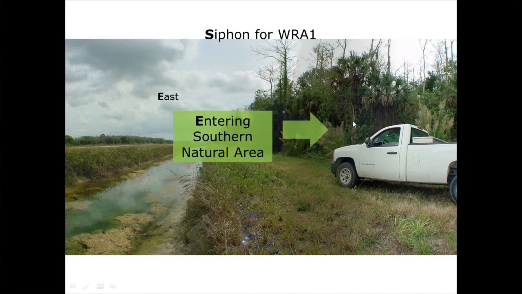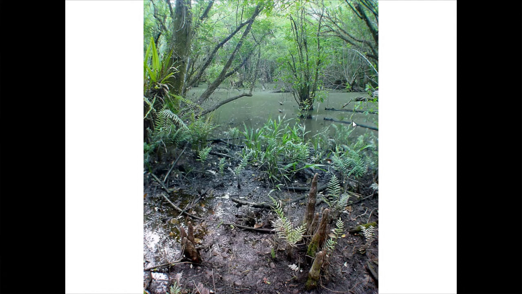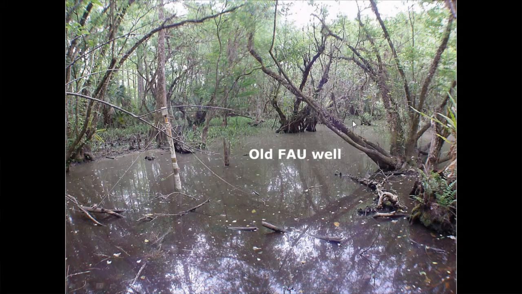And here the truck is on the downstream side, the south side of the trench, and this is the natural area. And it just so happened, it was great having Diane along. She knew where the old FAU monitoring station was. We had to walk past this pileated pecked log, and then we found the deep spot in the center of the strand where the old FAU well is. It's no longer collecting data, but there you can see the well.